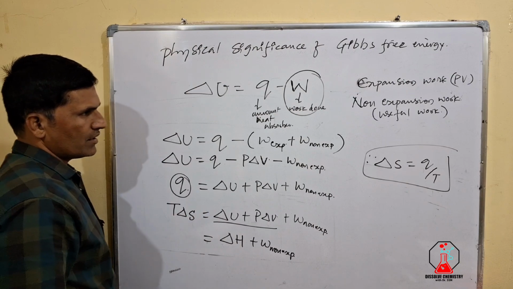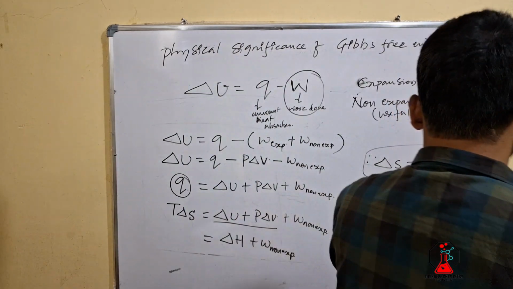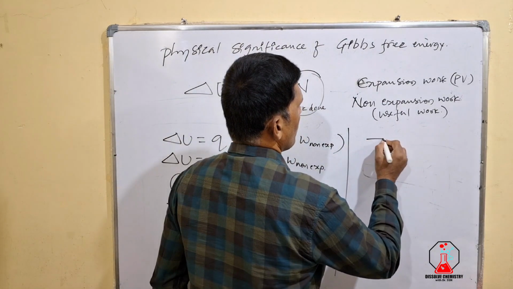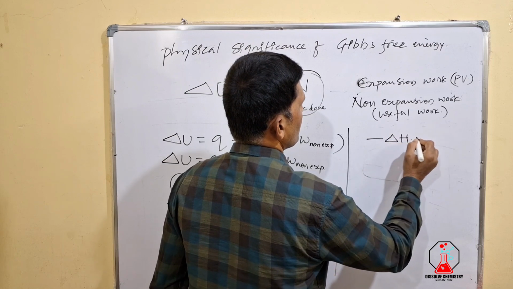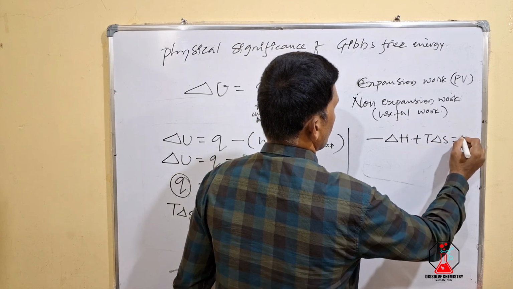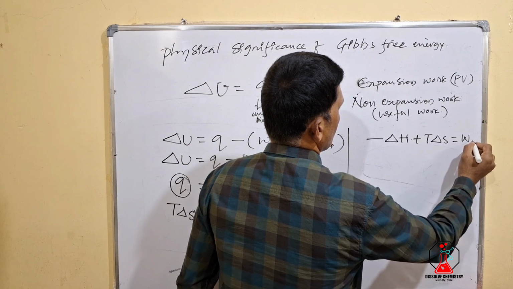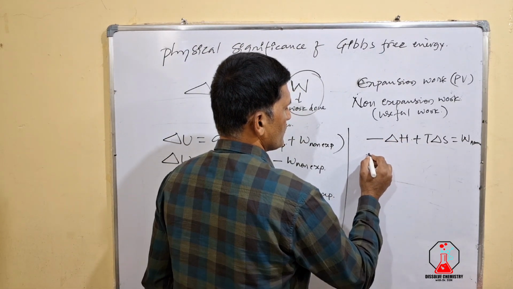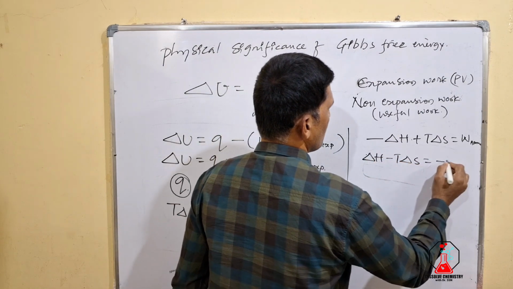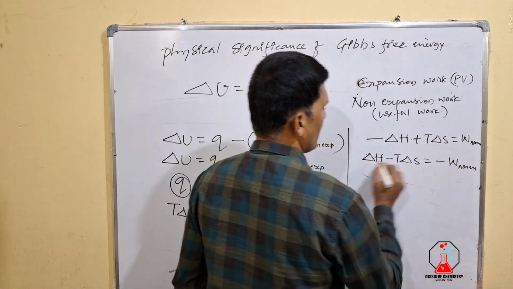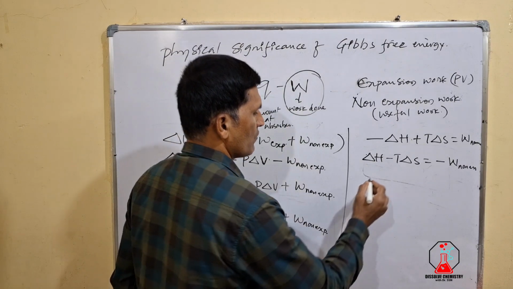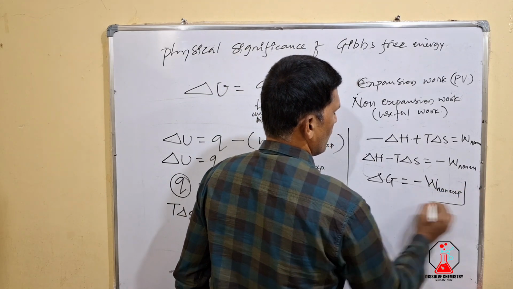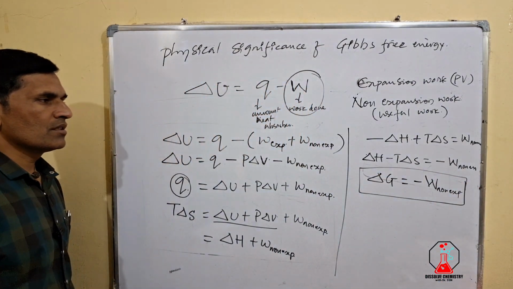So now you take delta H to this side, and then you will get minus delta H plus T delta S is equal to W non-expansion. Now we change the sign, that is delta H minus T delta S is equal to minus W non-expansion. And we know that delta H minus T delta S is nothing but delta G. So delta G is equal to minus non-expansion or useful work.